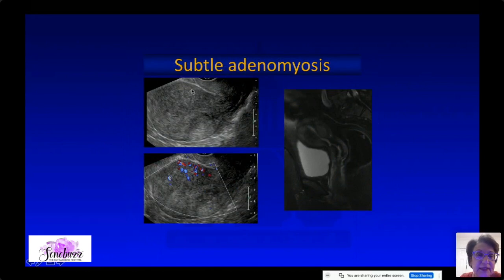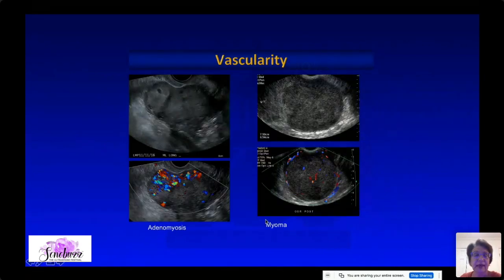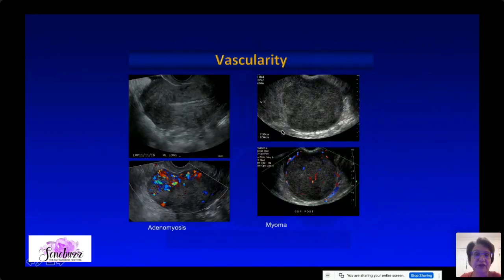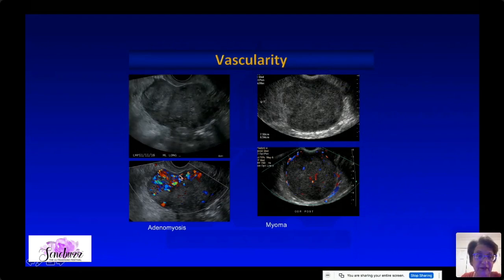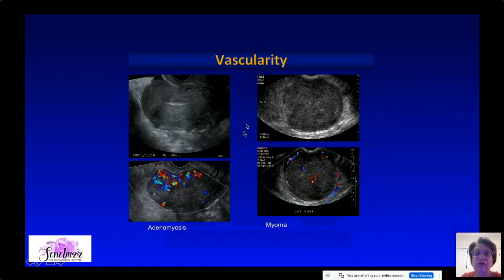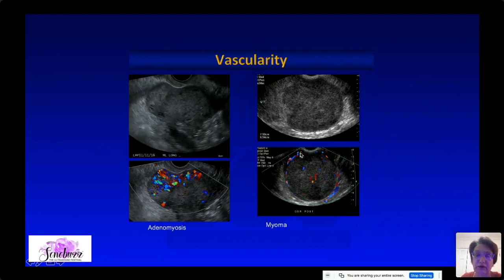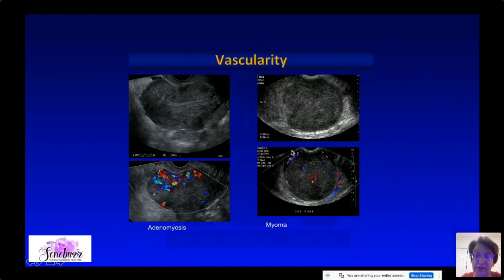This is a more subtle case. All you see here is sort of asymmetric thickening of the myometrium with kind of echogenic areas. You can see the penetrating vessels here. And again, thickened junctional zone on the MR. And then again, if you want to contrast the vascularity of adenomyosis, you can see these penetrating vessels in the myometrium versus in myoma, the vascularity will be kind of displaced surrounding the lesion.